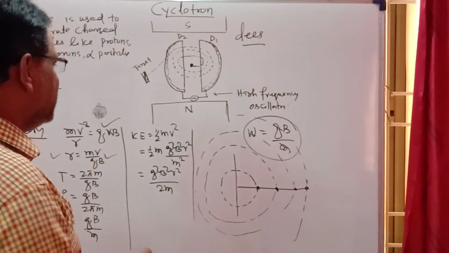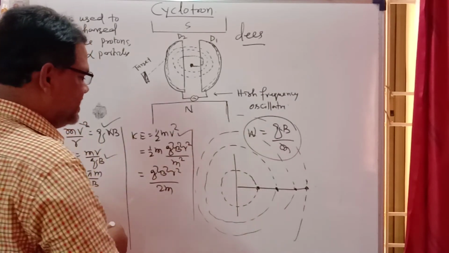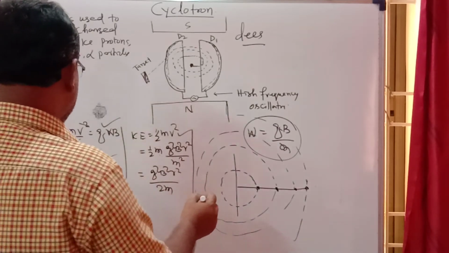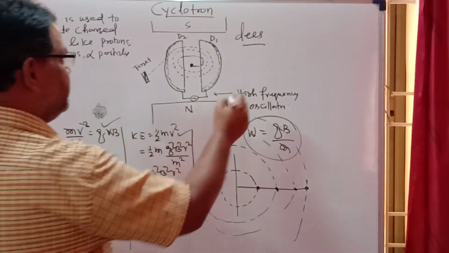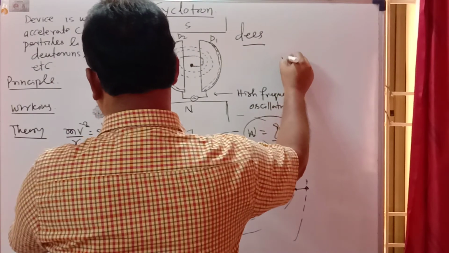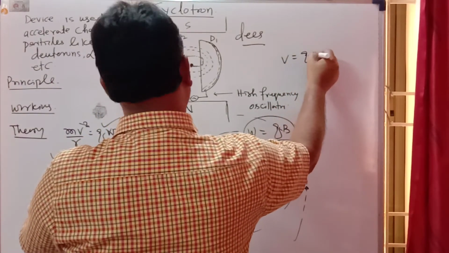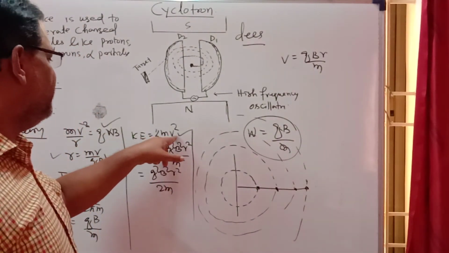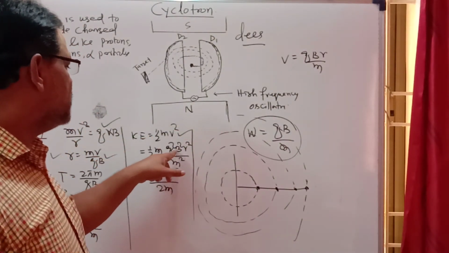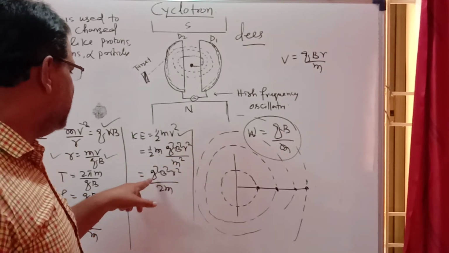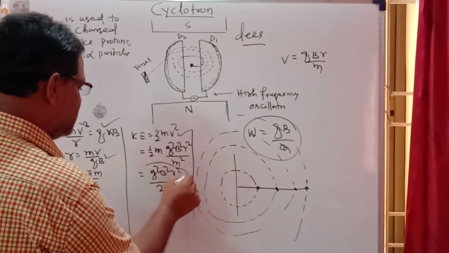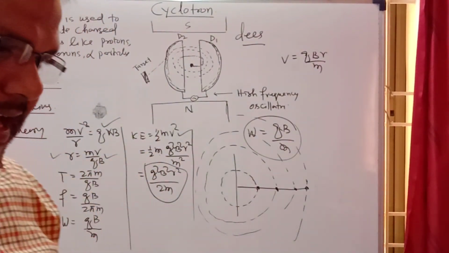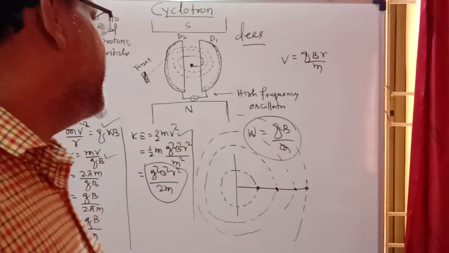So what is the kinetic energy? The kinetic energy, the energy gained, equals half mv squared. What is v? From this equation you can get v: v equals qBr upon m. If you put it for v squared, you get q squared B squared r squared upon m squared, and finally the kinetic energy equals q squared B squared r squared upon 2m. This is the maximum kinetic energy the particle attains in the cyclotron.